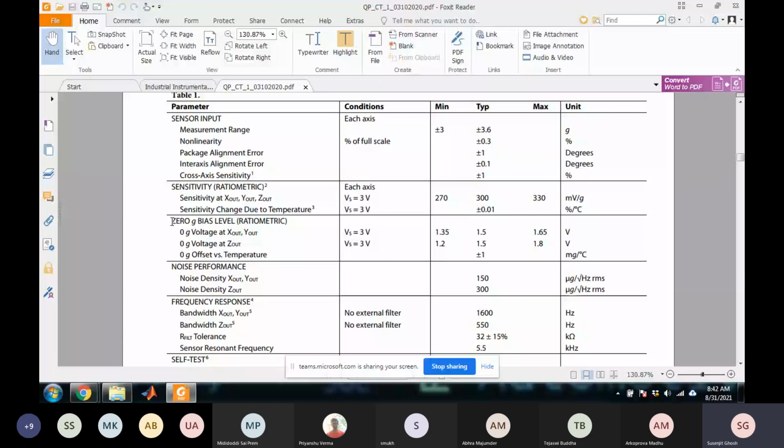So the ideal sensor characterization is done by the sensitivity and the bias. We will first look into that sensitivity and bias part. The other part, that is the bias, we will get from this specification.